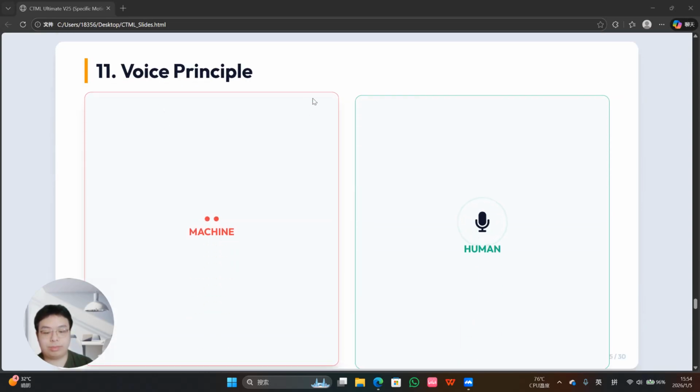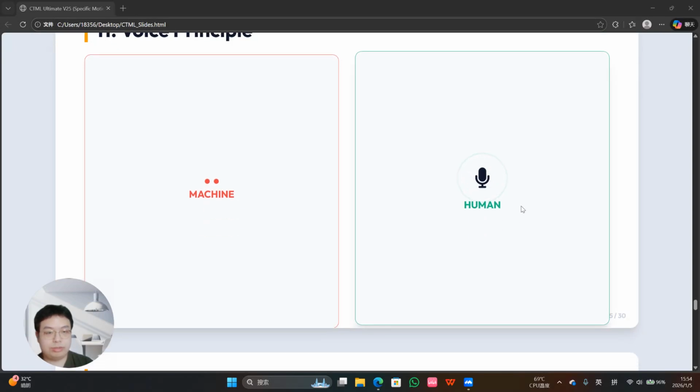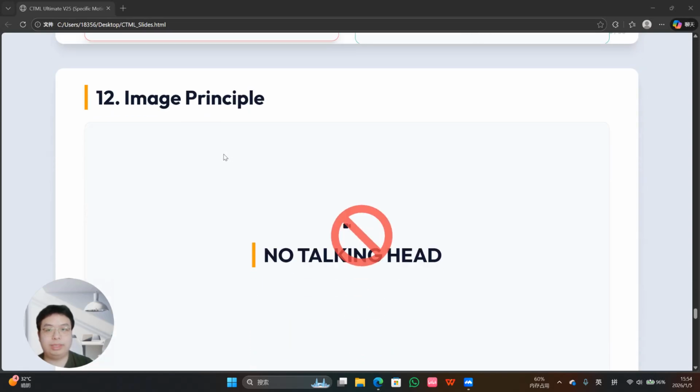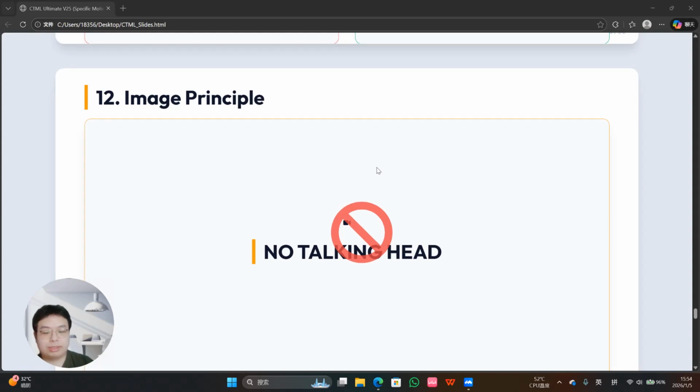Next one is the voice principle. Try to use a human voice, not a cold, robotic, synthesized voice. And the last one is the image principle. The instructor's talking head is not always necessary. If eye contact isn't needed, turn it off and let students focus on the content.